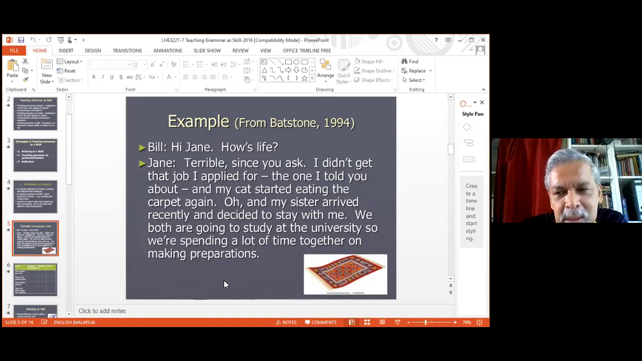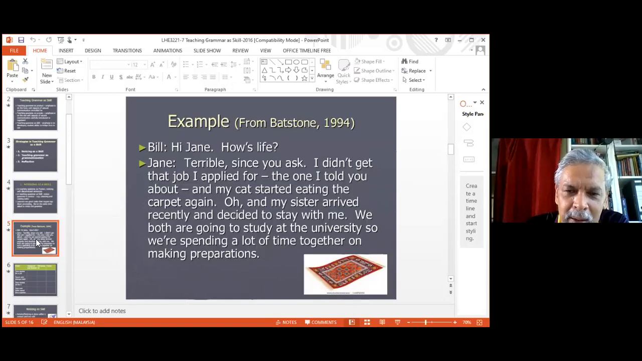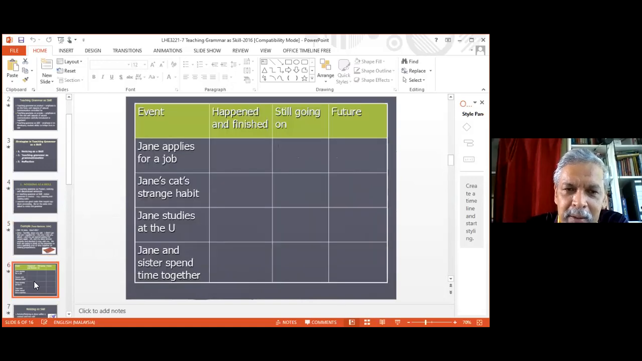So this is reading. You will also be introduced to it in the teaching of reading. Normally we have to do top down, so here we're trying to understand what he's trying to say, a general overall understanding. But if it is noticing as a skill, you also want to do it in such a way that they notice the grammar.